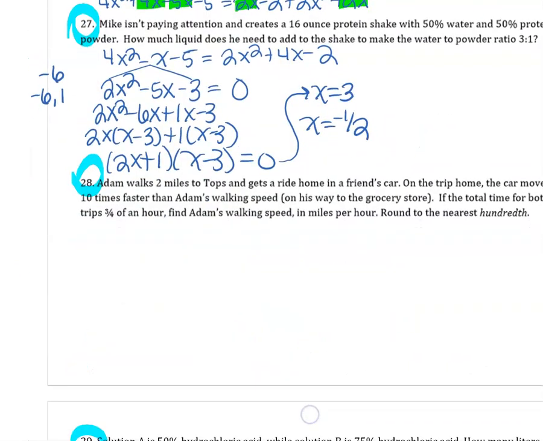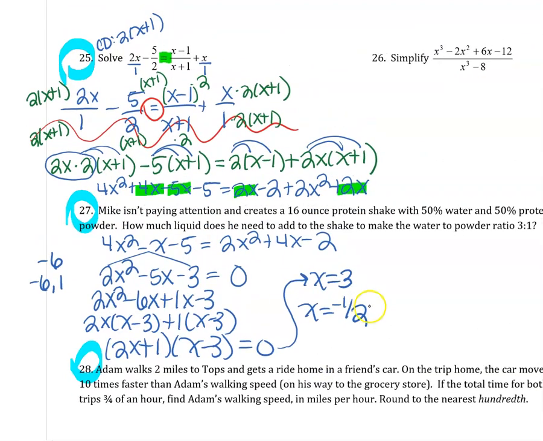Now again, you got to go back and double check. Oopsies. Will those cause any denominators to go to 0? In this case, they do not. So therefore, those are your final answers. But again, I did check to make sure any denominators didn't go to 0.